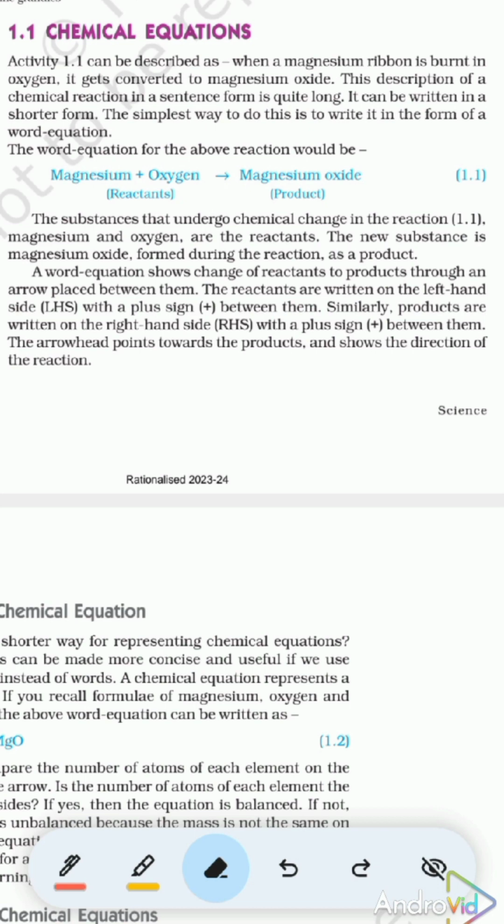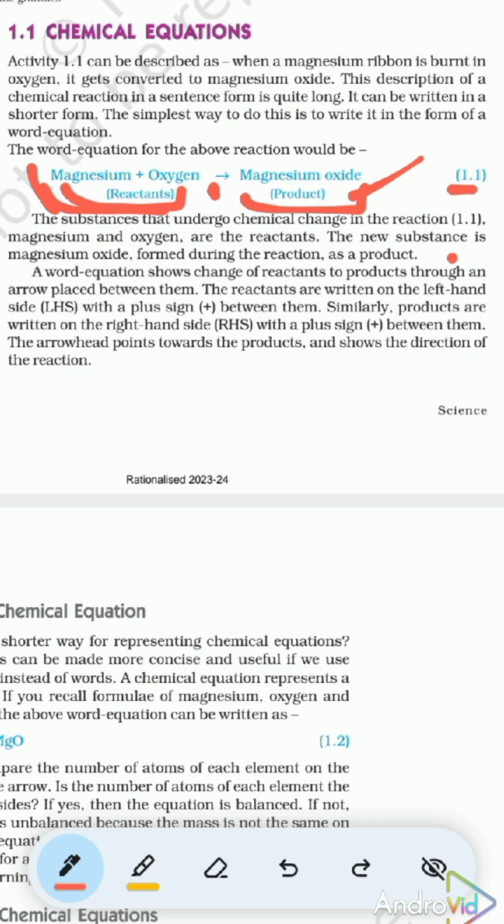So the substances that undergo chemical change in the reaction, that is in equation 1.1, are magnesium and oxygen, which are nothing but the reactants. And the new substance formed is magnesium oxide, which is formed during the reaction as a product. So this is a word equation which shows the change of reactants to products through an arrow placed between them. That is, the substances to the left of the arrow are reactants and to the right of the arrow is the product, right?